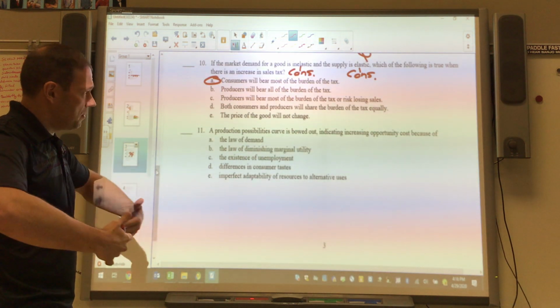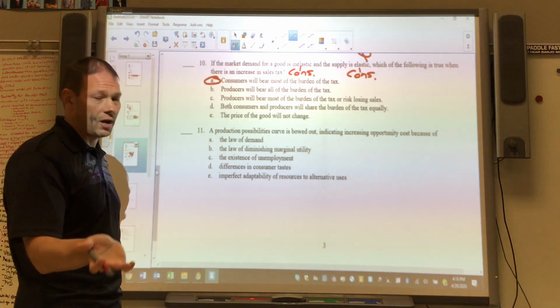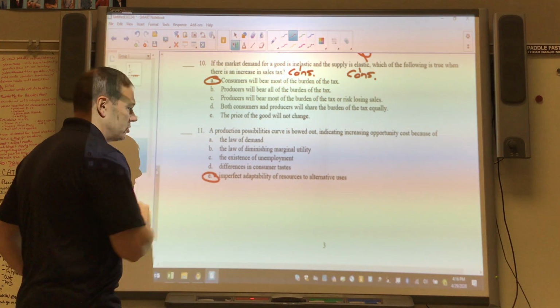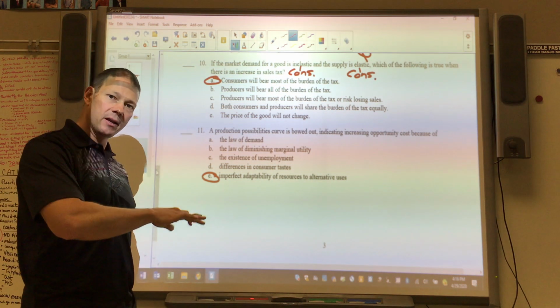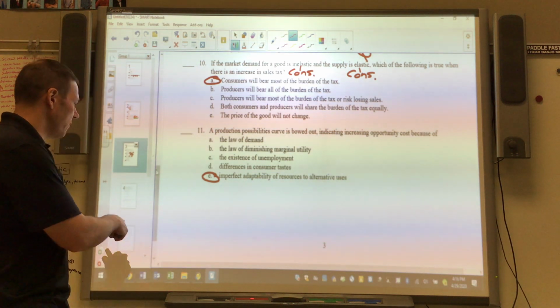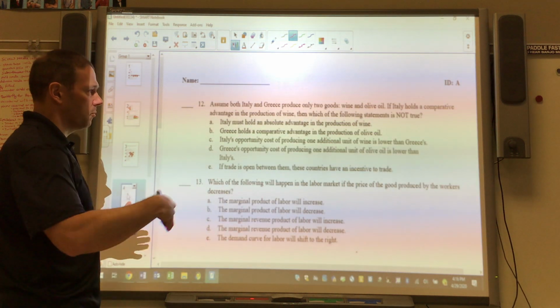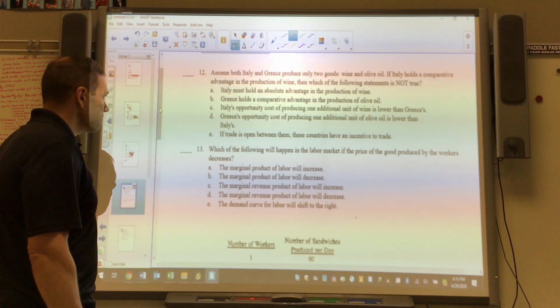Number 11, when a PPC is bowed out, it indicates there's an increasing opportunity cost. Why? Best answer here, imperfect adaptability of resources. Okay, again, we use the example of pizzas and robots. Making pizzas, making robots, two very different things. So to go from one to the next, you give up more and more of the other one.